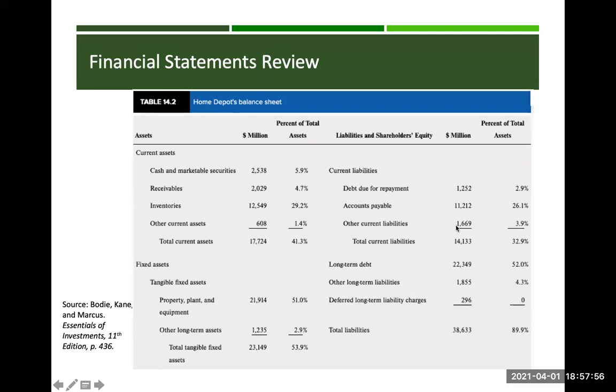Other liabilities could be short-term borrowings. Long-term debt, debt that's due in more than 12 months. Other long-term liabilities. It always makes me curious about what's in there. And in their disclosures, they usually have a little bit more detail when you pull up their actual filings.